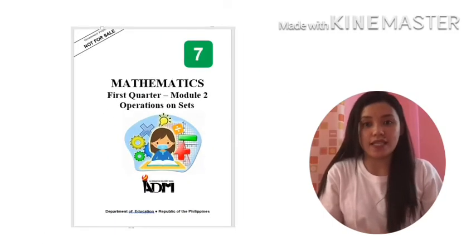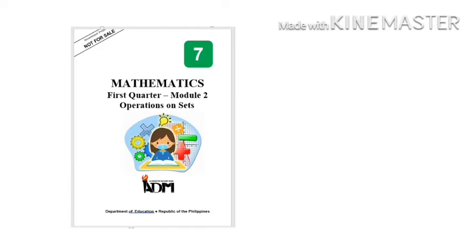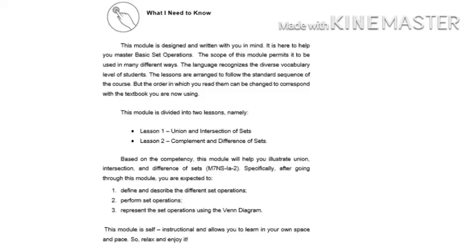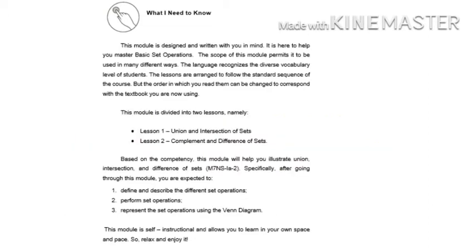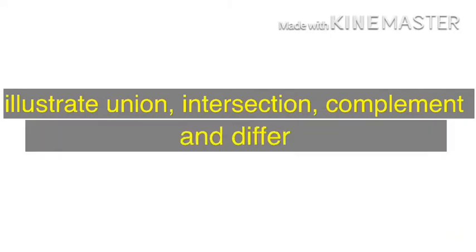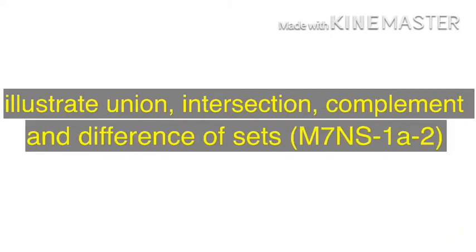In this video, we are going to learn the operations on sets. It's actually the module 2 of Mathematics 7. This module is divided in two lessons. Lesson 1 is all about the union and intersection of sets. Lesson 2 is about the complement and difference of sets. So this module will help you illustrate union, intersection, complement, and difference of sets.